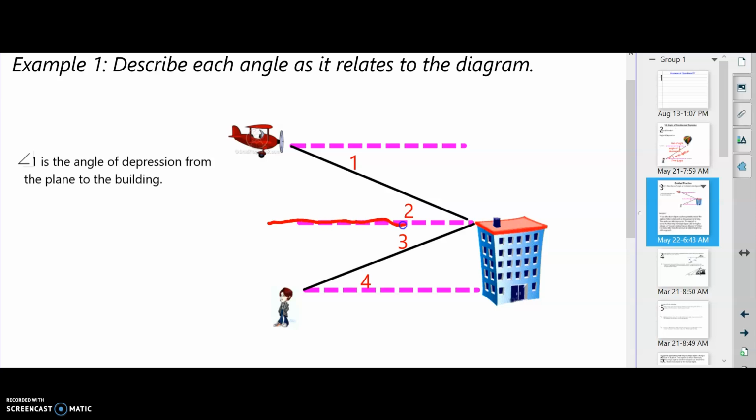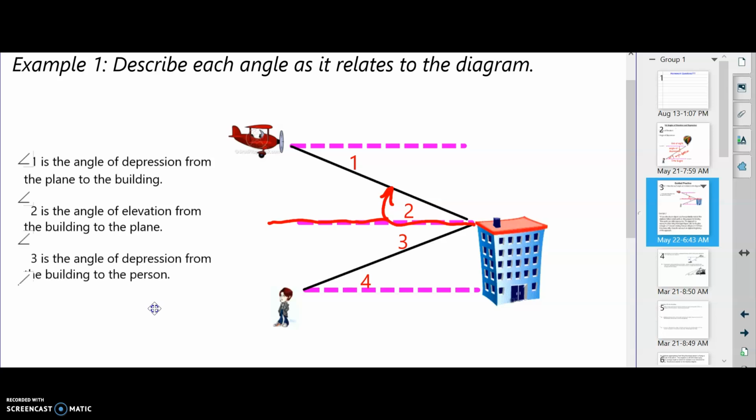Now angle 2, you're starting at the building because the line of sight is at the building. So right here's your line of sight, and then you are looking up. Angle 2 is an angle looking up to the airplane. Okay. So angle 2 is the angle of elevation from the building to the plane. Angle 3 is the angle of depression from the building to the person. So again, your line of sight is from the building, straight out, and then angle 3 is an angle going down to the girl. So that's an angle of depression.